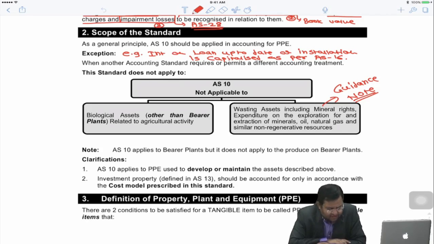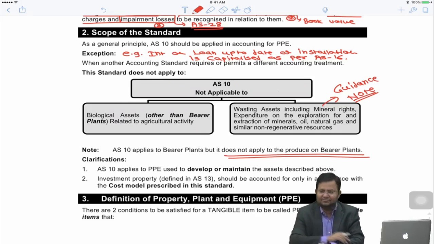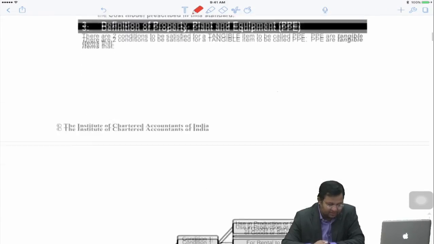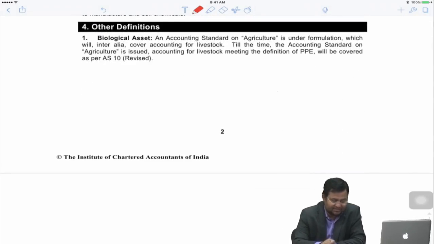So to whom the standard does not apply? Biological assets related to agriculture. Standard does not apply to mineral assets. Standard does not apply if any other standard already gives a provision. Standard does not apply to produce on bearer plant. Standard applies to bearer plant. Are you clear? Before I proceed, let us understand what is the meaning of bearer plant. And what is the meaning of a biological asset?